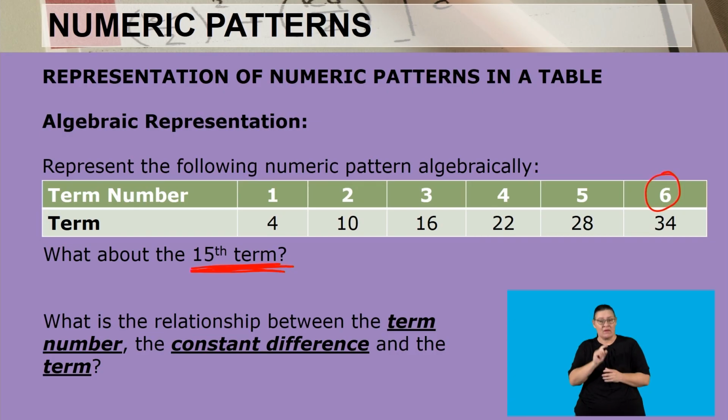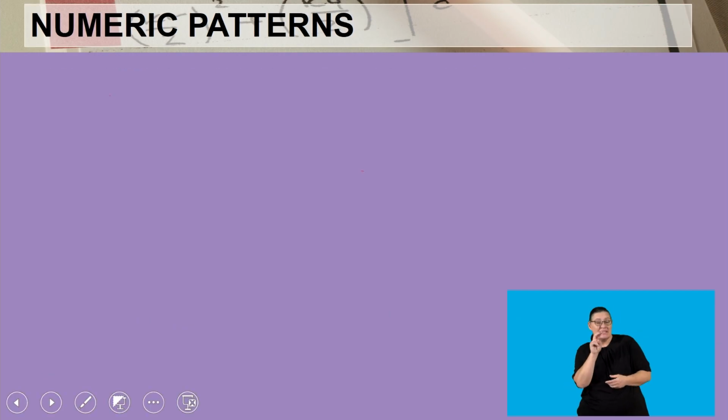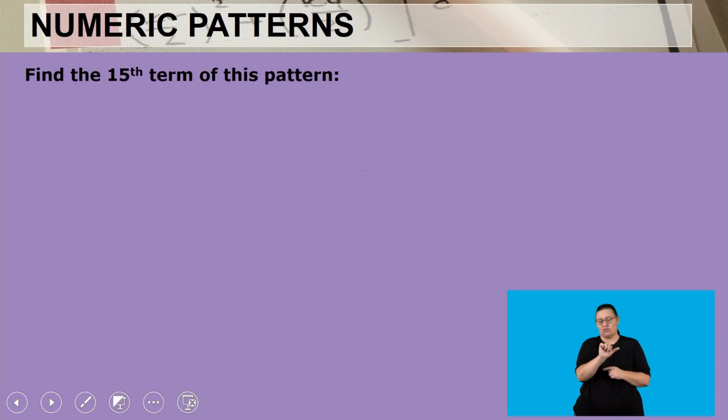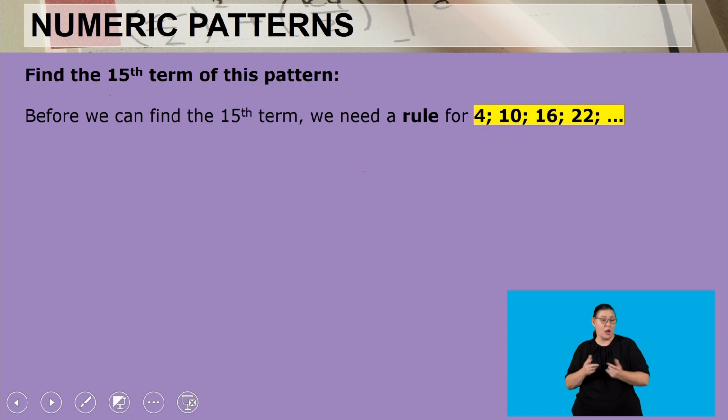The first question that we need to ask is, what is the relationship between the term number and the constant difference, as well as the term itself? So let's see how we can find this algebraic pattern. So remember, we are trying to find the 15th term of this pattern. Now, before we can find the 15th term, we need a rule. Remember, we need to find that relationship between the constant difference, the term number, and the term itself. So how can we find that rule?